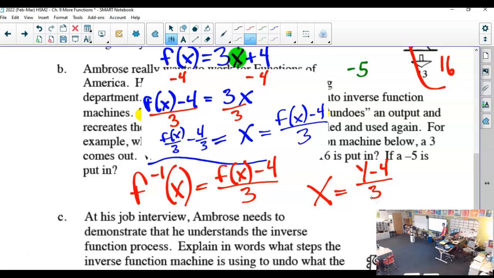So the inverse is just x by itself. The inverse is isolate the input instead of isolate the output. Simple enough.